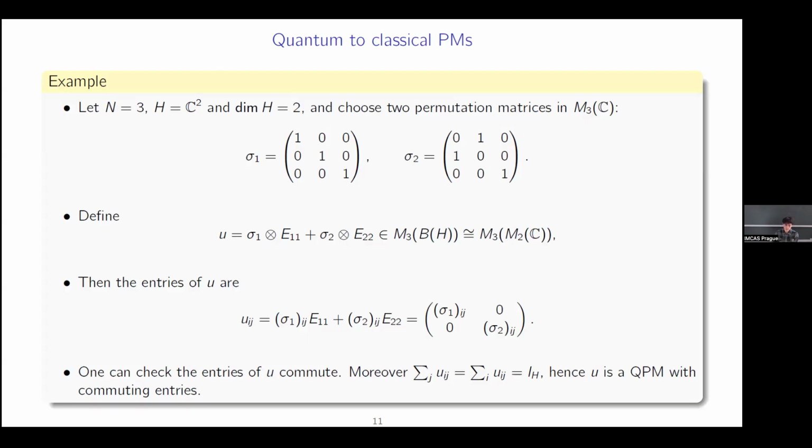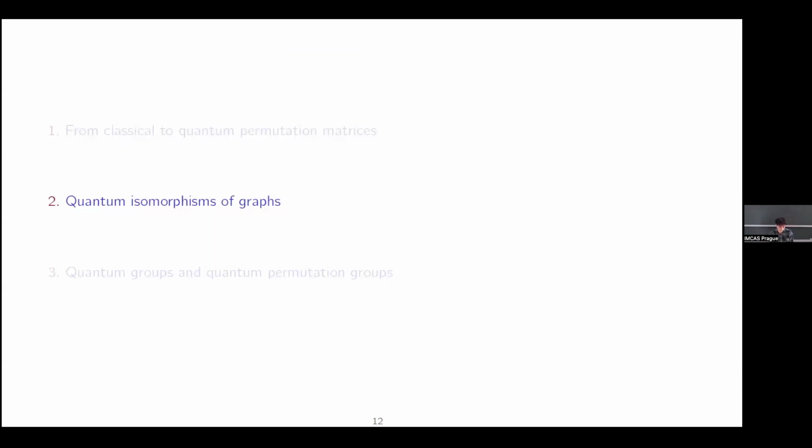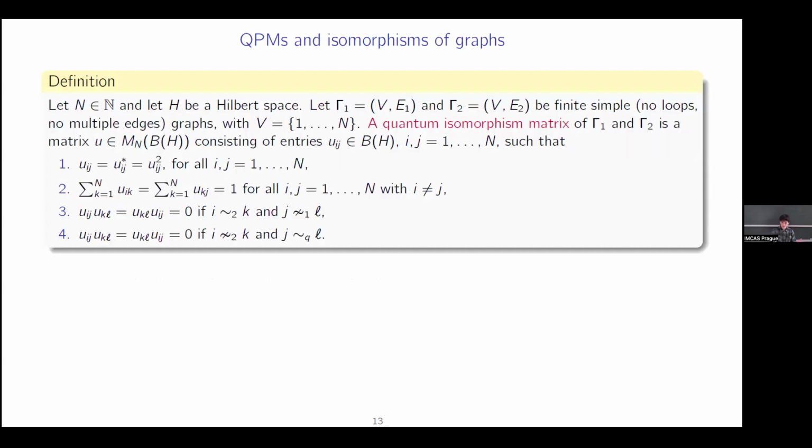So the next point that I would like to discuss briefly is the notion of quantum isomorphism of graphs. So let's start with the very definition. So we fix once again a natural number n, and we consider H to be a Hilbert space. Then we consider two graphs, gamma 1 and gamma 2. We consider these graphs in particular to be finite simple. So with this, we mean that we have no loops and we have no multiple edges. And we have a vertex set V that goes from 1 to n. So we are considering endpoints here for each of the two.